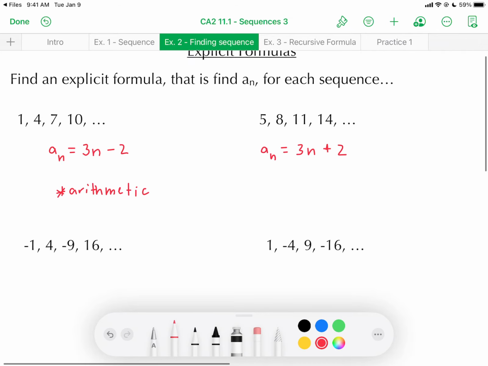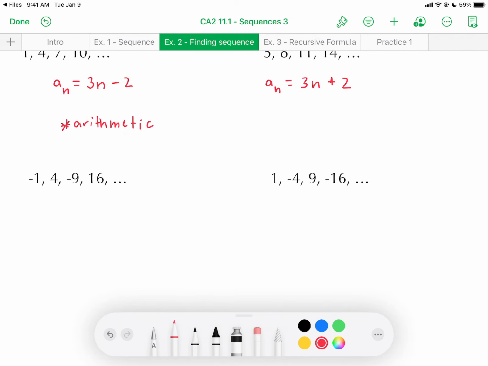Okay, bottom left. First 4 terms are -1, 4, -9, and 16. Now, ignore the negatives for a moment. If you just looked at the absolute value of each of those, you would have 1, 4, 9, 16. What do we know about all those? They are perfect squares, right? So it stands to reason we could do an n squared as part of our explicit formula.